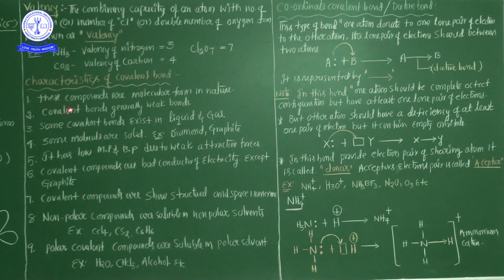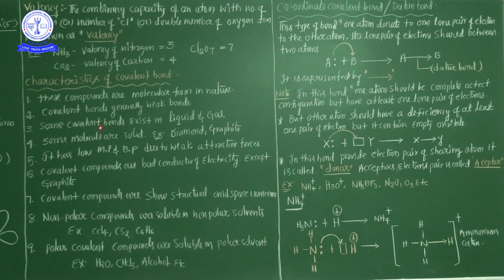Second, covalent bonds are generally weak bonds. It's not a strong bond, but there are exceptional cases, for example graphite and diamond. Diamond has a very strong bond, but generally covalent bonds are weak. The second one is an important point.